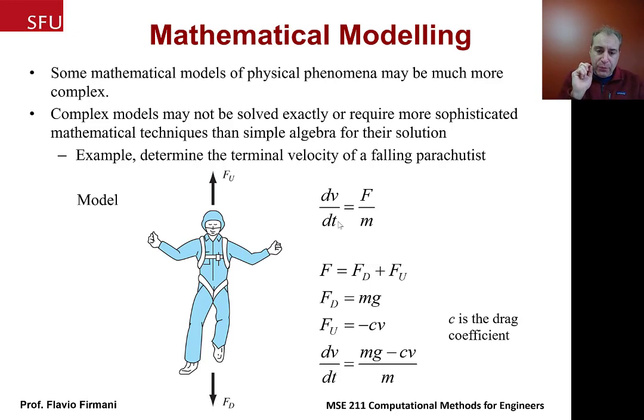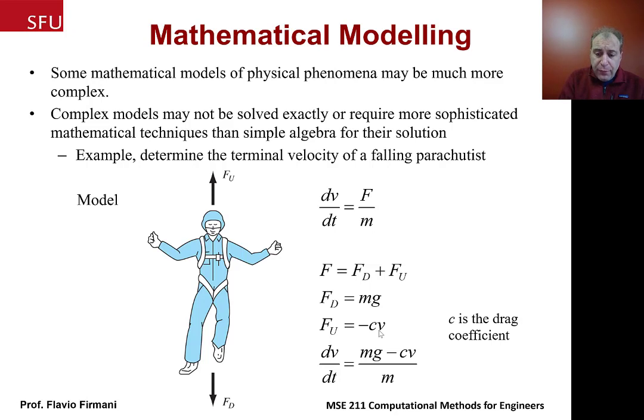So what we're going to do is, first of all, establish the forces that are acting on the system, and we're going to have two forces: the downward force, which is related to gravity, so we have the downward, which is m times g, and the other force is the upward force, Fu, and this is going to be related to the drag coefficient that we're going to have with the parachute.